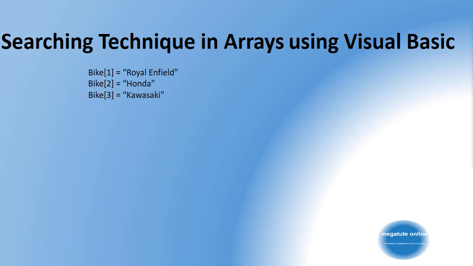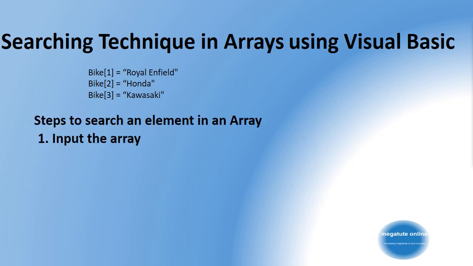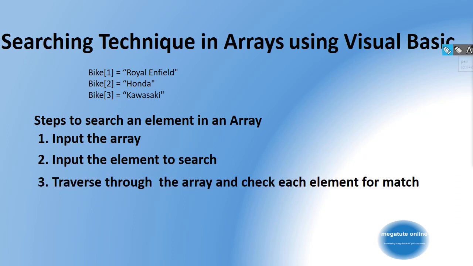So what is the algorithm, or the steps, we are going to follow for the searching technique in an array? The steps are going to be like this. First you have to input the array, then you have to input the element to search, the element which you want to search. Then you have to traverse through the array and check each element for a match.